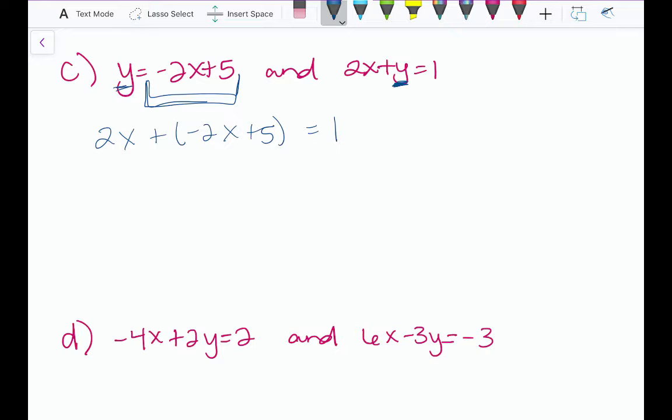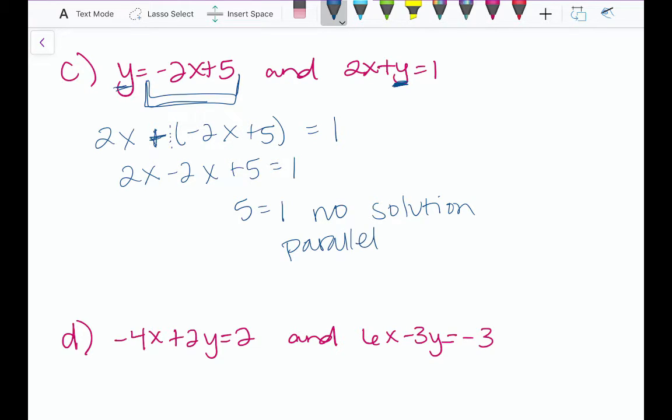Now again, because this is a positive right here, and this is an invisible 1, I don't actually need the parentheses. So 2x minus 2x plus 5 equals 1. 2x minus 2x is 0x, which is just 0. So really, I'm left with 5 equals 1, and we know from previous studies that this means there is no solution. What does it mean when there is a system and the answer is no solution? It means the lines are parallel and they have the same slope, which means they will never intersect. That's what no solution means for a system of equations.